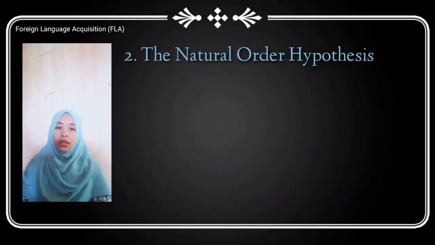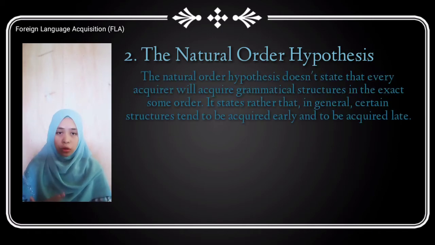And next, the natural order hypothesis. The natural order hypothesis doesn't state that every acquirer will acquire grammatical structures in the exact same order. It states rather that, in general, certain structures tend to be acquired early and others to be acquired late.